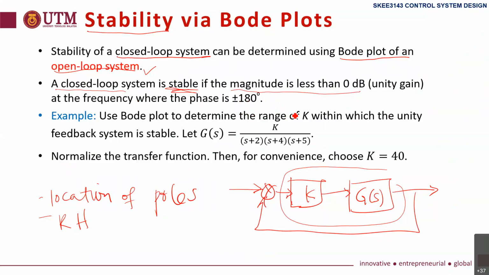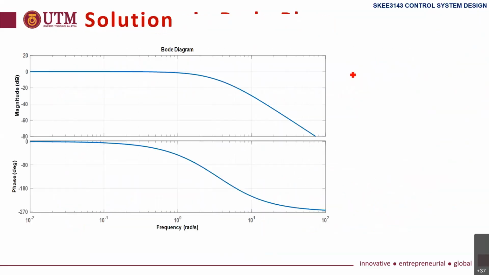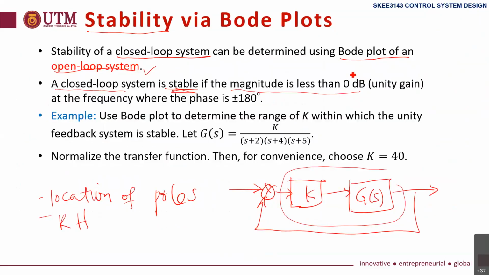So a closed loop system is stable if, at the frequency where the phase is minus 180 degrees, the magnitude is less than 0 dB. That is the statement for stability in the Bode plot. Okay, we'll see one example.